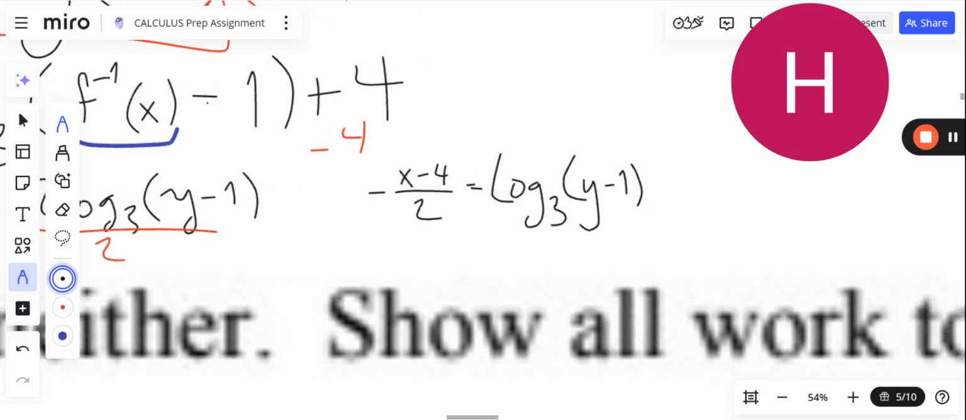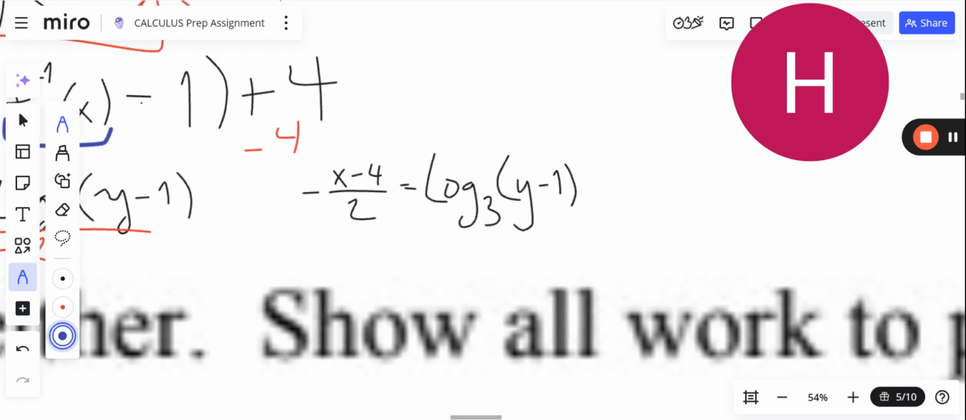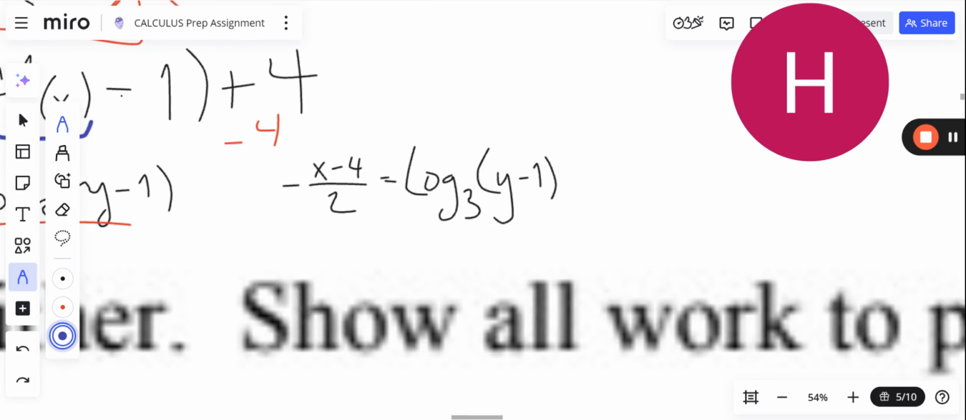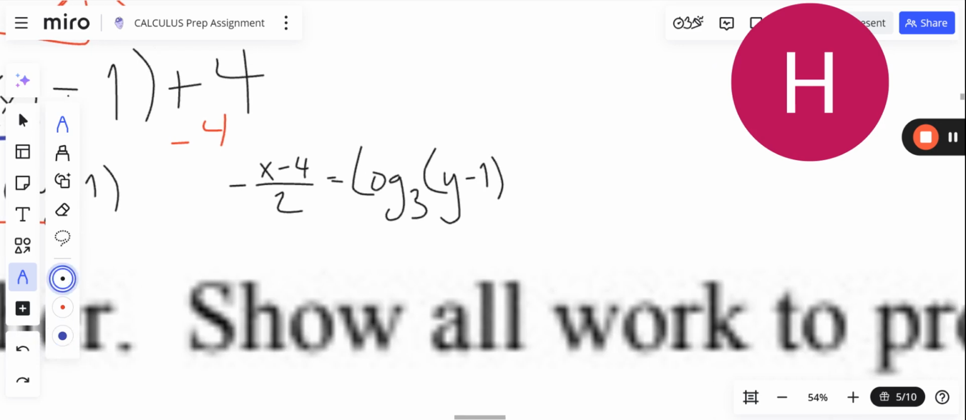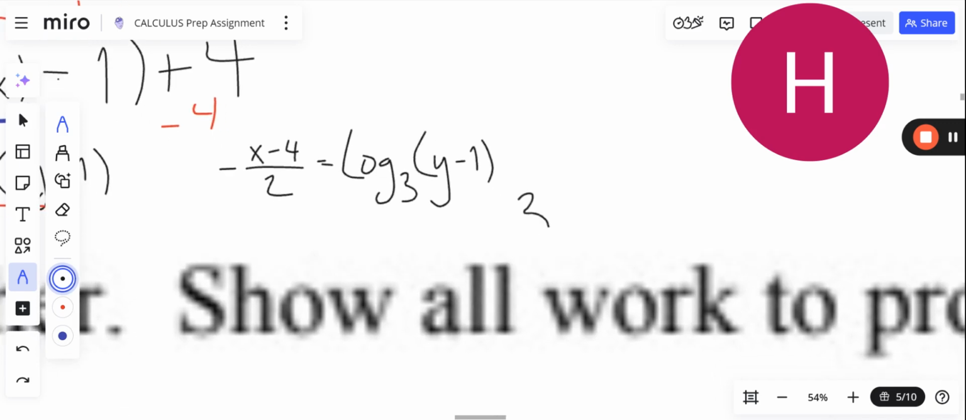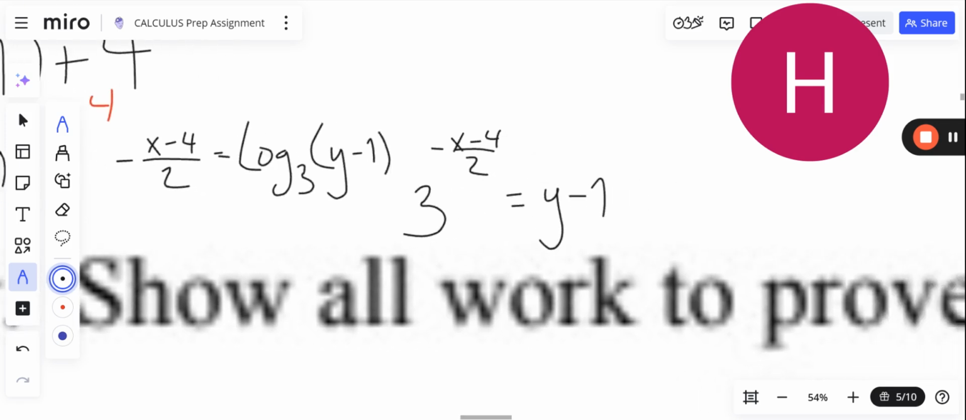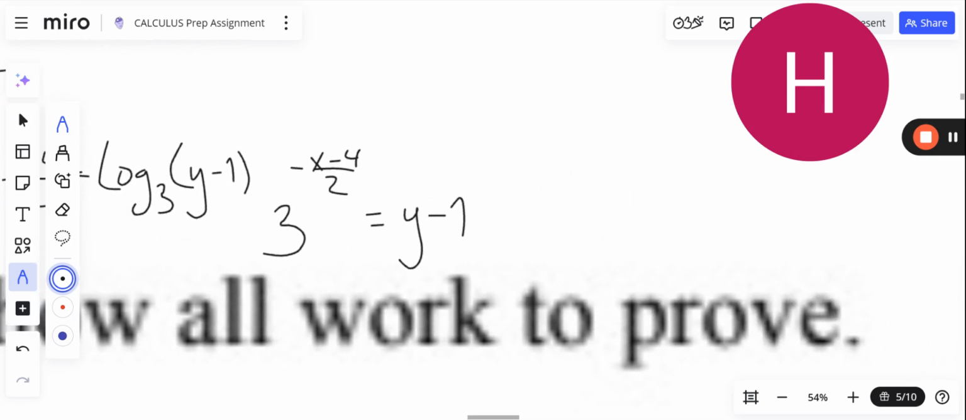Okay, now that the logarithm is by itself, there's nothing else except for the logarithm and what's inside of the logarithm. We can turn this into an exponential format. And we can do that by noticing that the base here is a 3. So this expression, this equation, is equivalent to the following. 3 to the power of negative x minus 4 over 2 equals y minus 1. So even though that looks messy, this is all the exponent on 3.